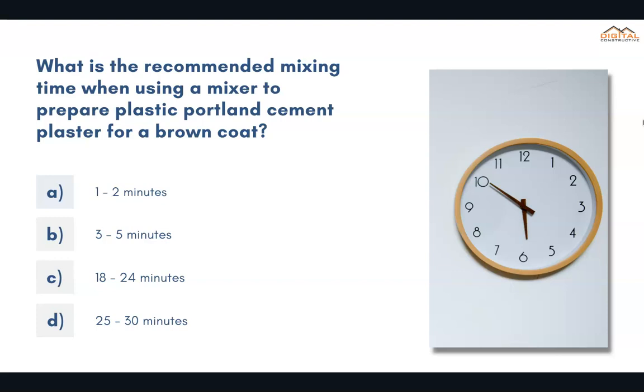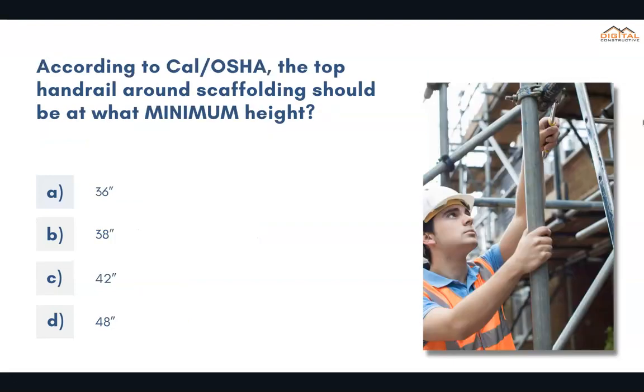What is the recommended mixing time when using a mixer to prepare plastic Portland cement plaster for a brown coat? The correct answer is B, 3 to 5 minutes. According to OSHA, the top handrail around scaffolding should be at what minimum height? The correct answer is C, 42 inches.